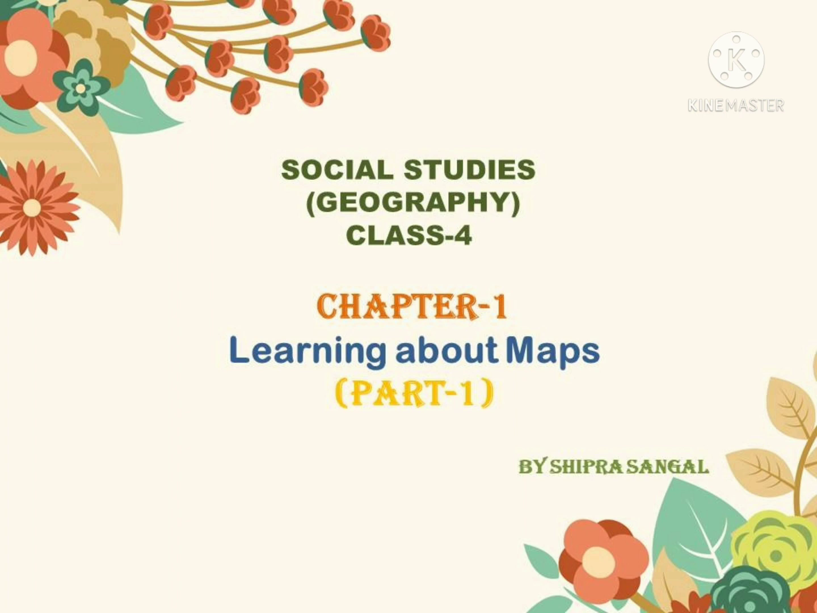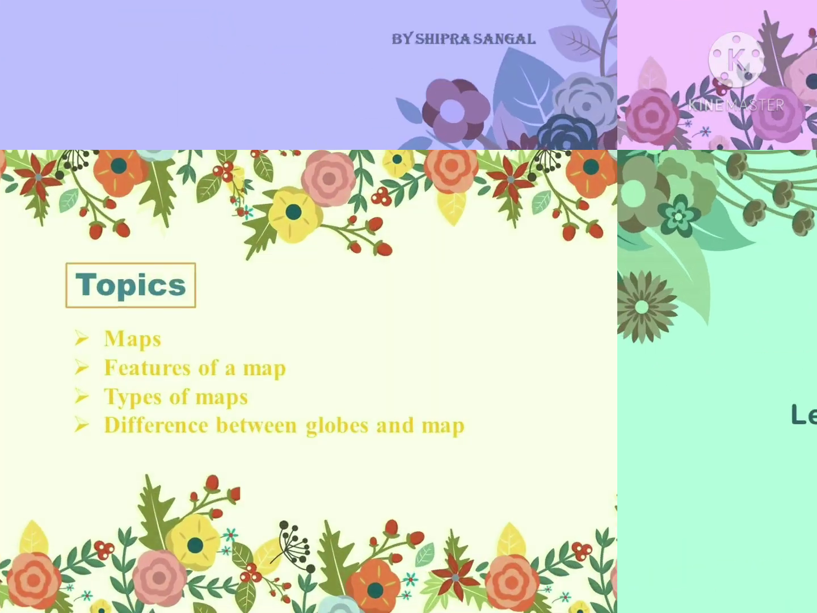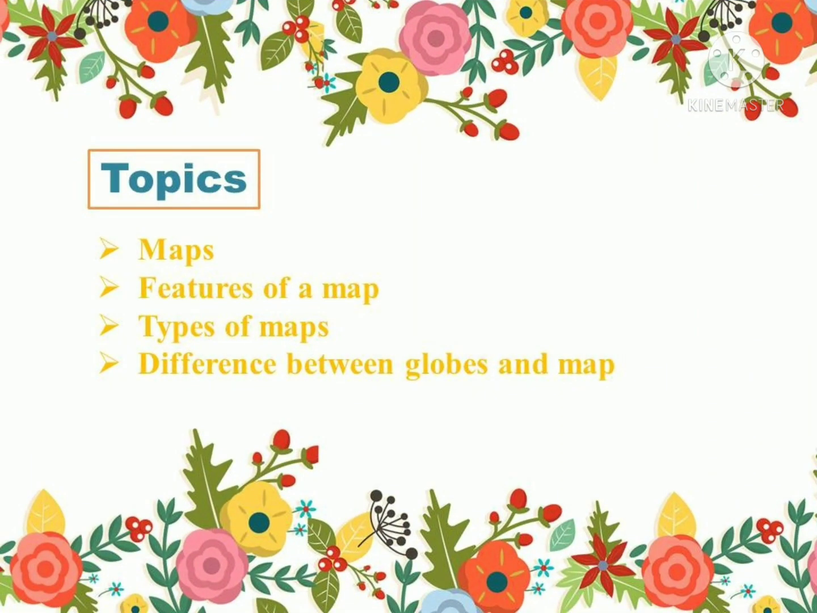It contains 15 chapters and they are divided into 4 parts, that is geography, civics, history and economics in everyday life. Today we will start with the first chapter of your book that belongs to the geography part, and the name of the chapter is Learning About Maps. In today's video, we are going to study about maps and its uses.